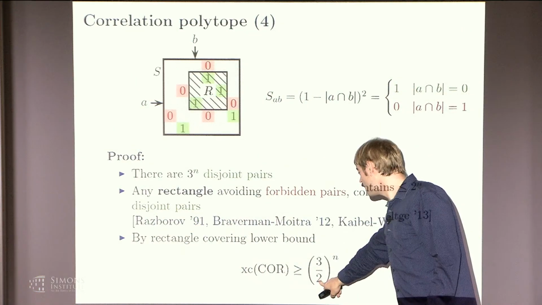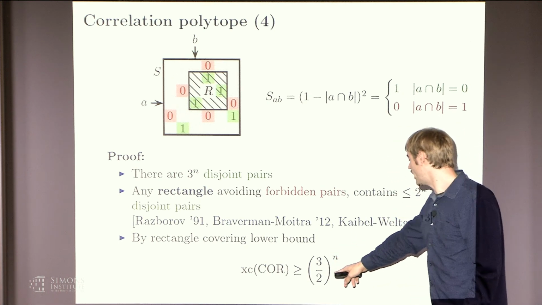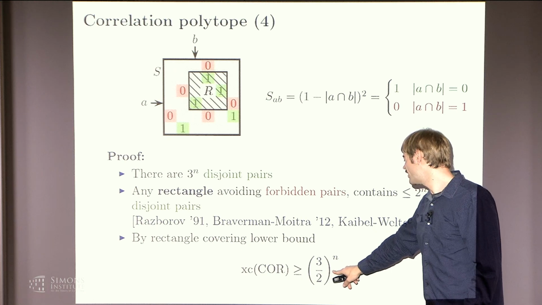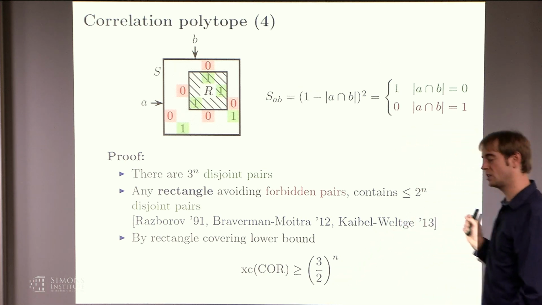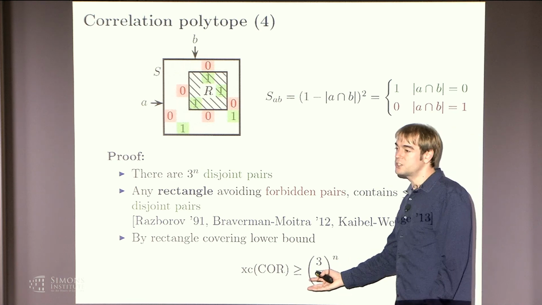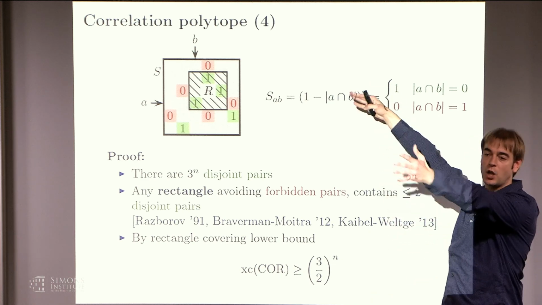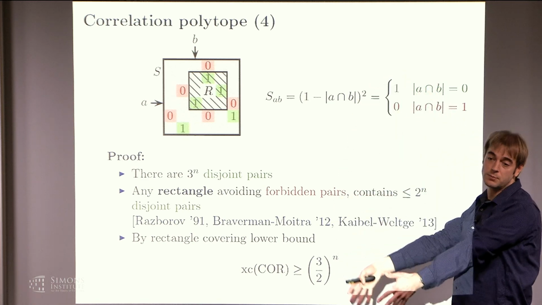This lower bound, probably not tight. There's a 2 to the n upper bound, I think, that's not hard to get. 3 to the n, I don't think that this is tight. Okay, so where is this lower bound coming from? Well, you have 3 to the n many entries you have to cover. Every rectangle covers only that many. So the ratio is the lower bound on how many rectangles you need, and that is a lower bound on how many inequalities any higher dimensional object needs that projects down on the correlation polytope.